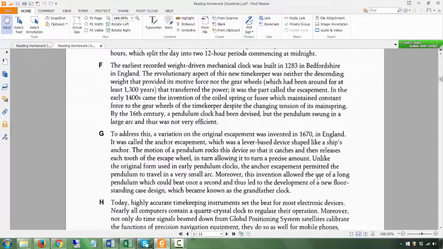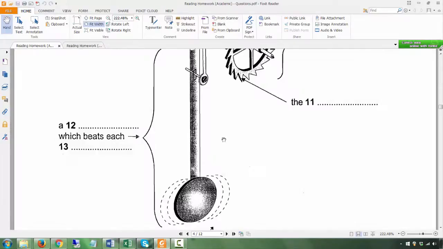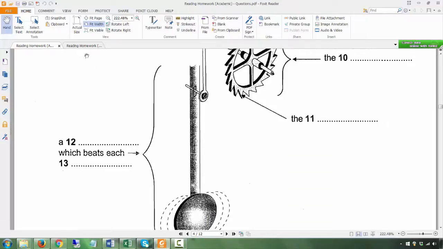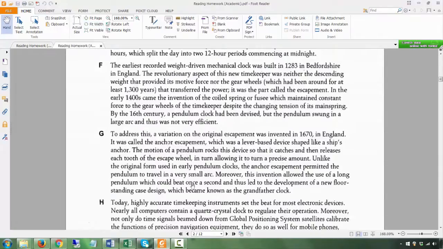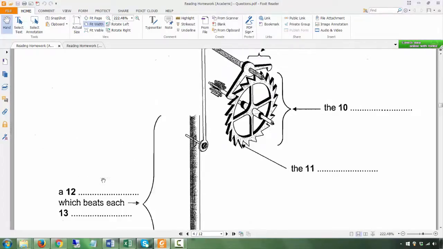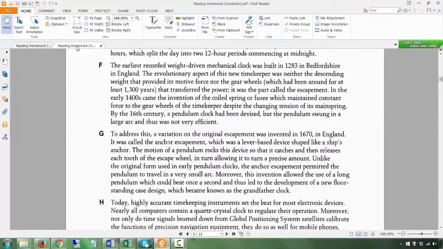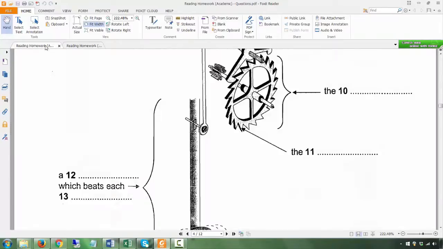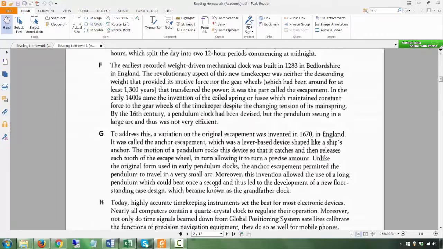Moreover, the invention allowed the use of a long, this is a long thing, right? A long pendulum which could beat once a second. So a long pendulum, you can put long pendulum or you can put pendulum, okay? Which beats each meaning already once, right? Each what? You don't put each once a second. Firstly, you only have 2 words. So you can't put once a second. It beats each second. Okay? Each second means once a second. It has the same meaning.